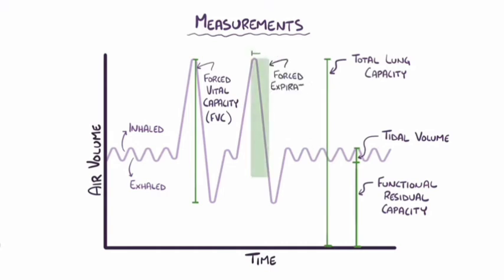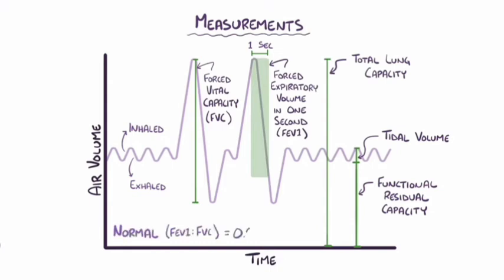And the forced expiratory volume in 1 second, or FEV1, is the amount of air forcibly breathed out in 1 second after a maximum inhalation. The normal ratio of FEV1 to FVC is 0.8, meaning that 80% of the air should be able to get forced out in the first second.